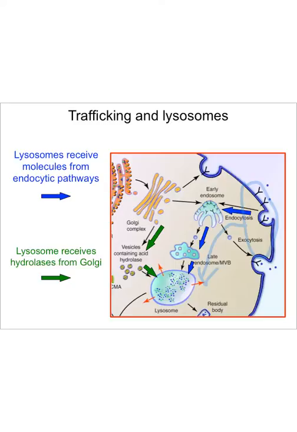Meanwhile, the enzymes found in the lysosome are manufactured in the ER and Golgi apparatus, and then they go through their own trafficking pathway directly to the lysosome, where they are involved in degradation of products.